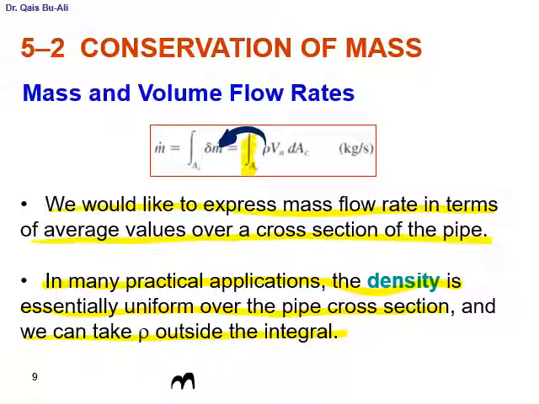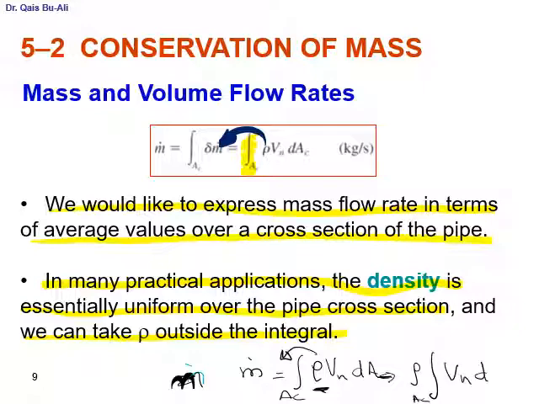So m dot is equal to the integral over Ac of rho Vn dAc. But if I can say that rho is constant, I can just take it outside the integral. So this is equal to density times the integral over Ac of Vn dAc. Now I got the density outside of the integral.